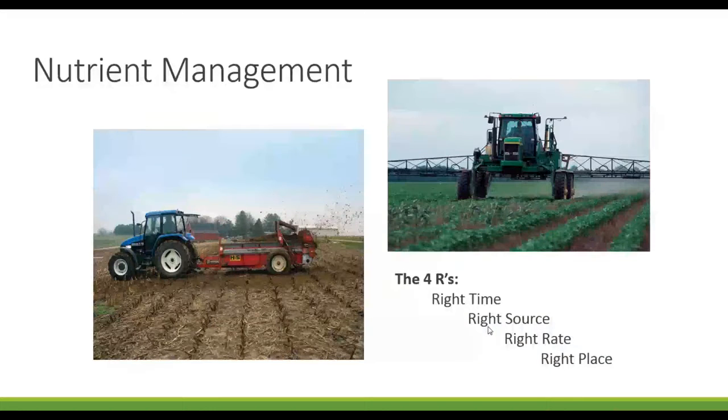Next is the right source. Farmers and scientists need to think about what source of nutrients is going to have the best ratio for what the crops and soil need. Third is the right rate. How much of that nutrient does the soil and crops need in order to meet its optimum yield? Finally is the right place. Where can we apply this nutrient to make the most sense both economically and for yield potential?